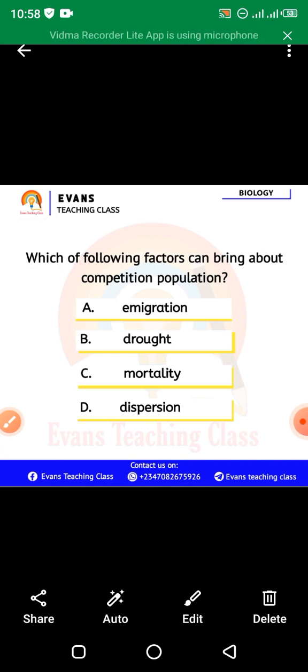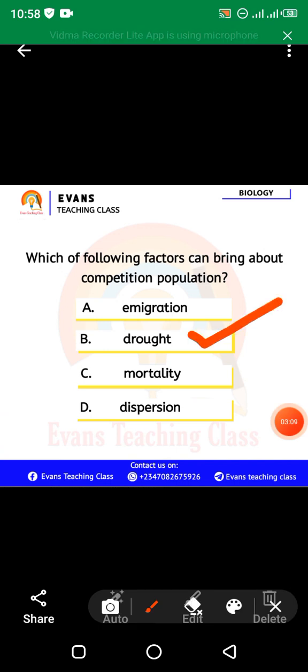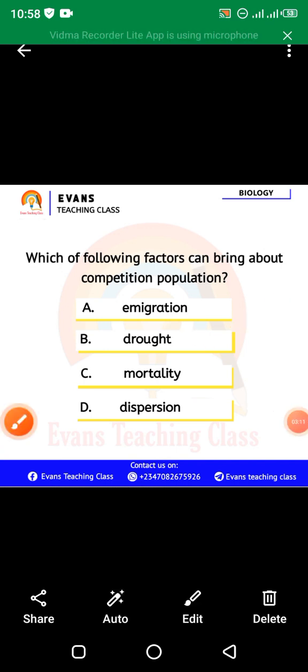Also, dispersion means the organisms scatter. So when they scatter, competition is going to reduce, so we cannot say competition happens. But drought means shortage of food, when there is absence of rainfall. When there's absence of rainfall, everything will be dry, no food. So the limited food that is present in the habitat, organisms will need to fight for it, compete for it. So our right option here is drought.